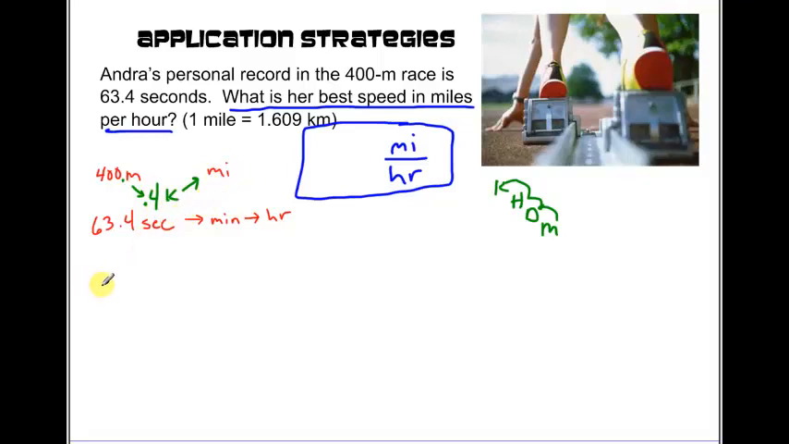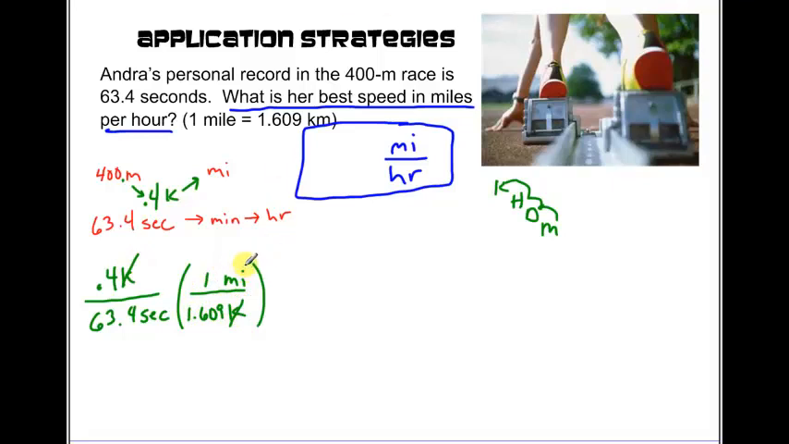All right, and that's going to happen with a unit conversion. So it's 0.4 kilometers over the time of 63.4 seconds. Okay, here we go. Multiplying by a conversion factor. Let's take care of those kilometers. Kilometers on bottom turned into miles on top. Fill in your numbers and cancel the kilometers. And let's circle those miles because that's the unit we want in the numerator.